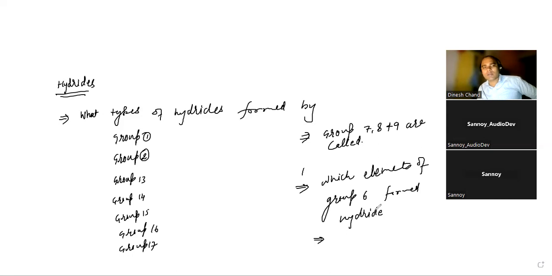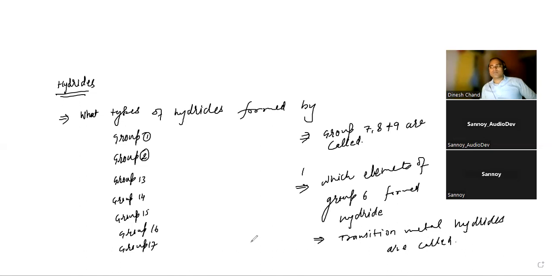Okay, good. I am writing some questions. Can you read the question? What type of hydrides are formed by group 1, group 2, group 13, group 14, group 15, group 16, group 17?